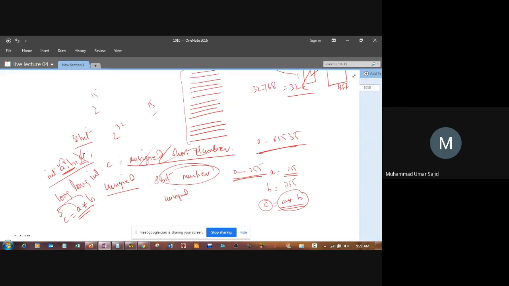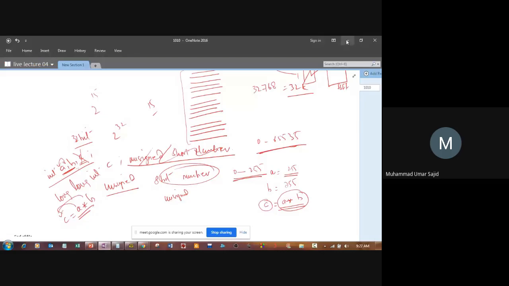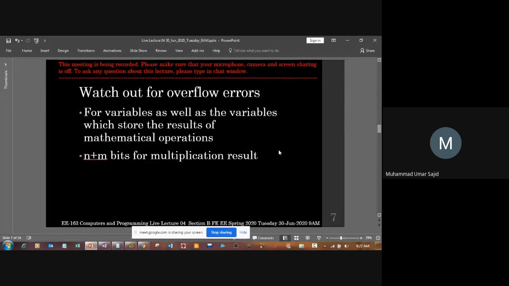So if A and B are 32 bits each, you store the result in a 64-bit number. If A and B are 64 bits each, you store the result in a 128-bit number. It depends how you do that. Let me check if there is a 128-bit type defined over there. I'm not so sure about it. So watch out for overflow errors. Overflow errors happen when you try to store a value bigger than the space there is.